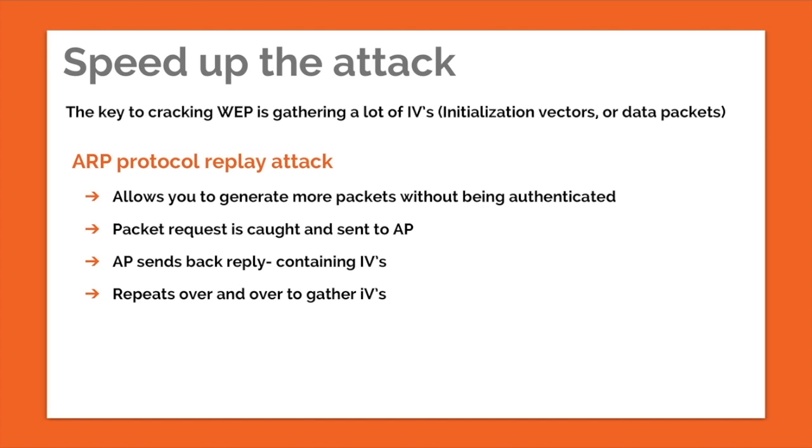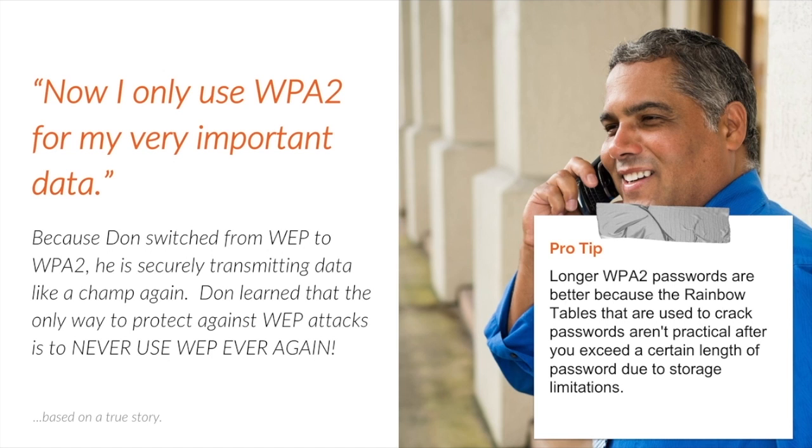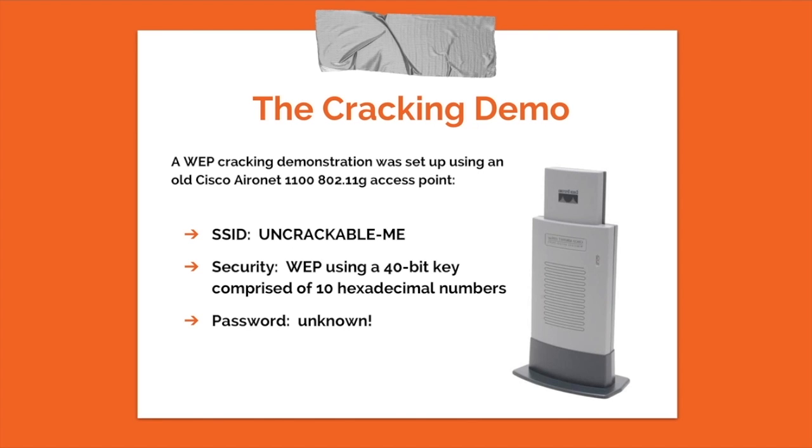The program retransmits the same ARP packet over and over. However, each ARP packet repeated by the access point has a new IV. All of these new IVs allow you to determine the WEP key. As Don learned, the only defense against the breaking of WEP encryption is, you guessed it, don't use WEP encryption. To set up a WEP key attack demonstration, a Cisco 1100 access point that uses the 802.11g protocol was set up with a single SSID using 40-bit WEP encryption.